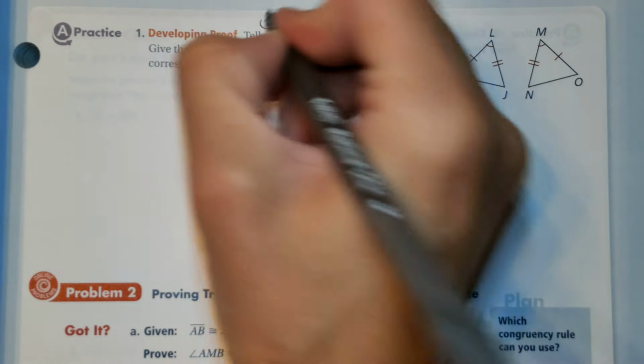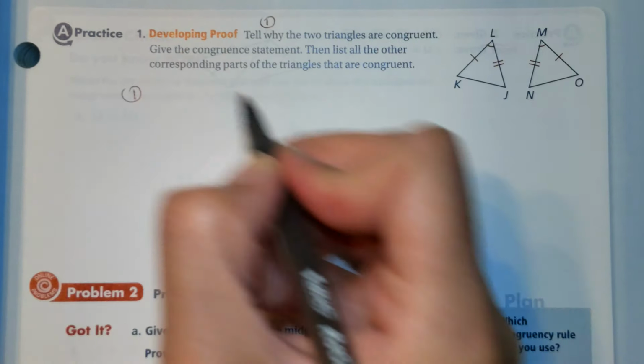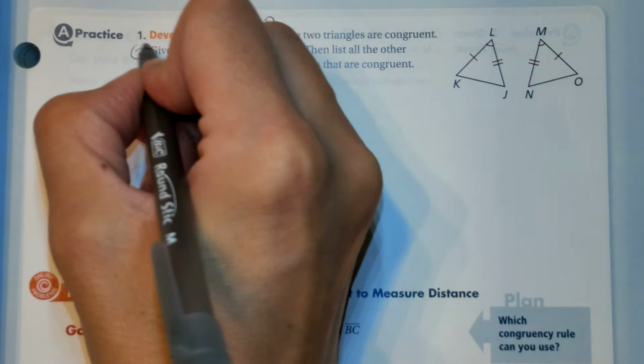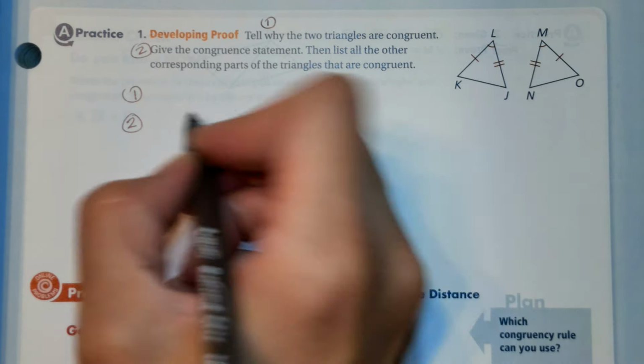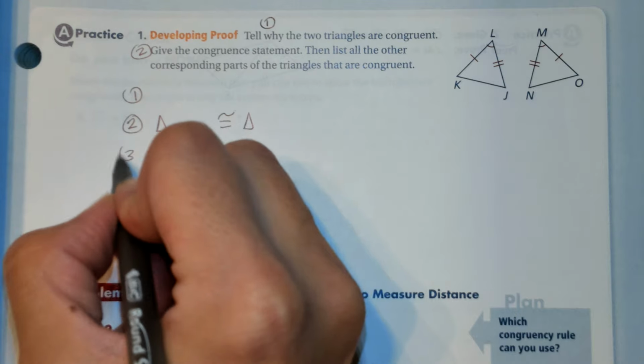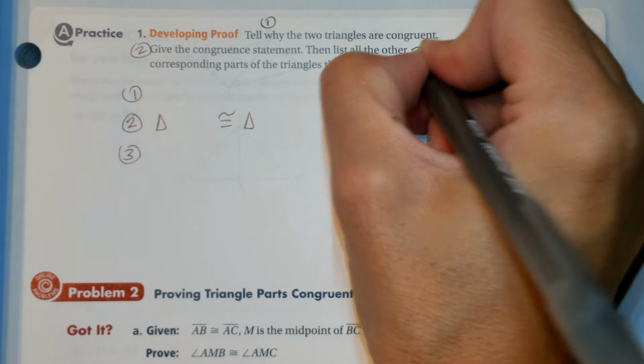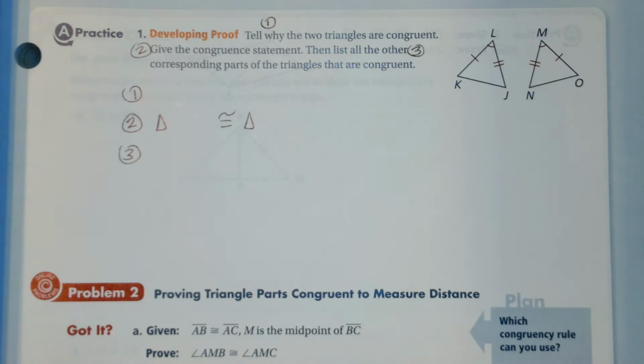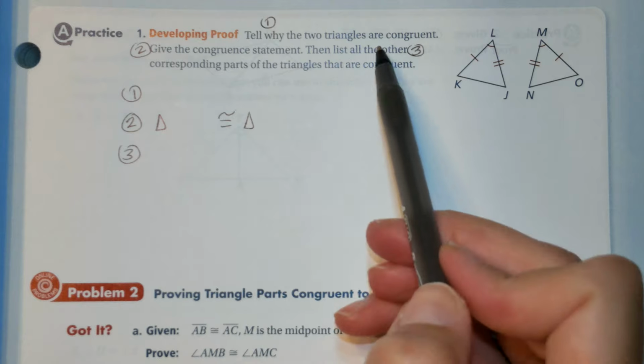So I'm going to break this down into 1, why are they congruent? 2, give the congruent statement. So triangle something is congruent to triangle something. And then 3 is to tell all the other congruent parts of the triangles that are congruent, all of the other angles and sides. So number 1, why are they congruent?